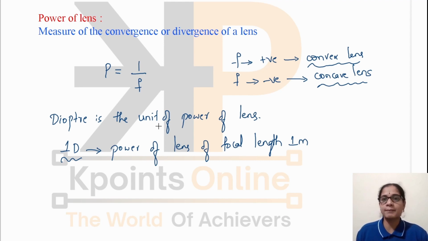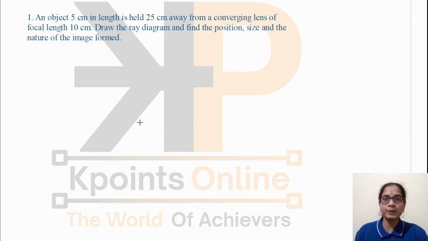This is all about the chapter light, reflection and refraction. We are going to solve some numericals here. Let's solve the numerical here. An object 5 cm in length is held 25 cm away from the converging lens of focal length 10 cm. Draw the ray diagram and find the position, size and the nature of the image formed. We have to find out the position, nature, and size of the image formed.